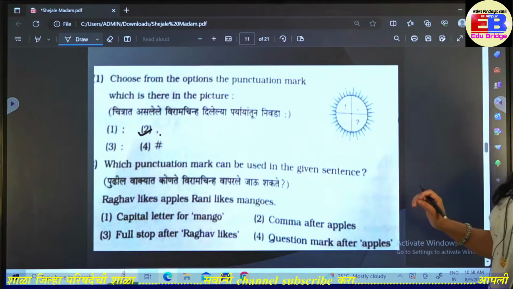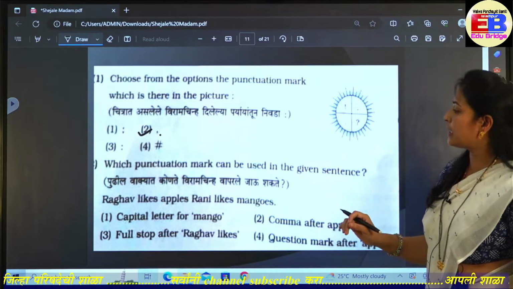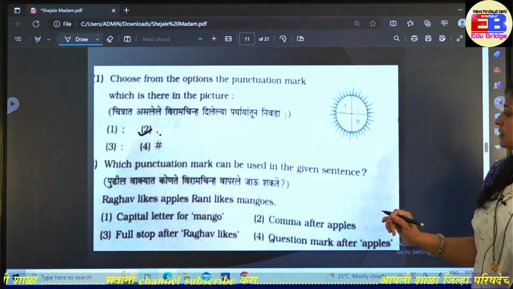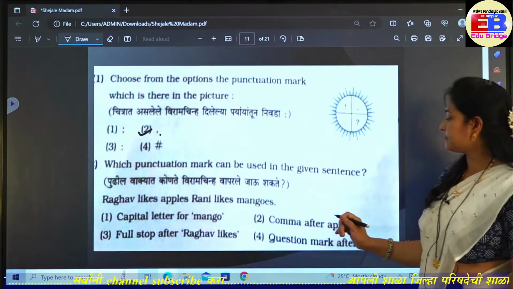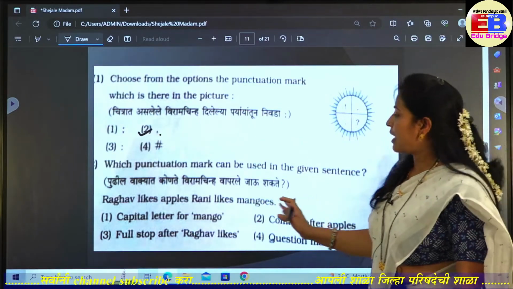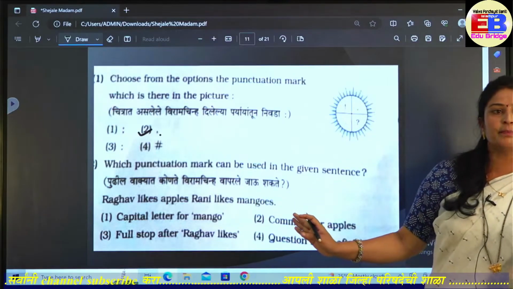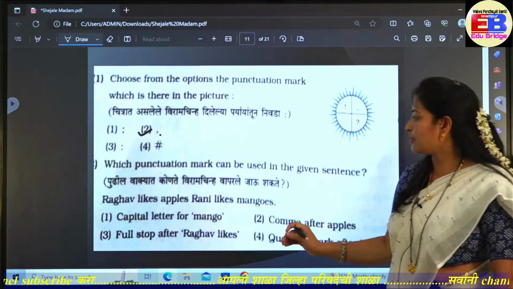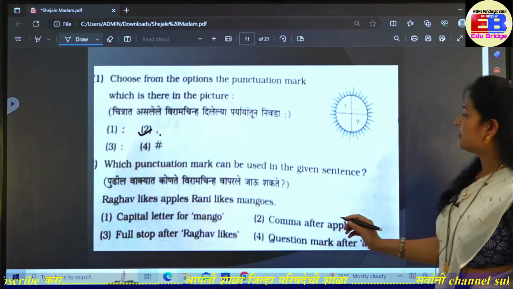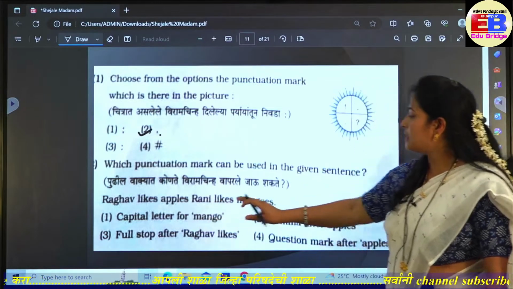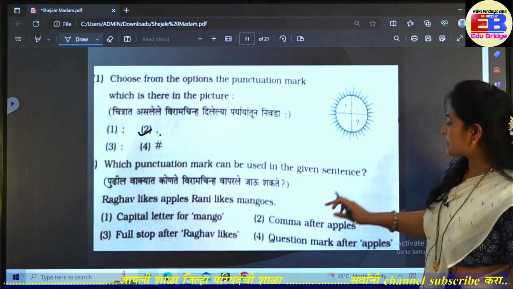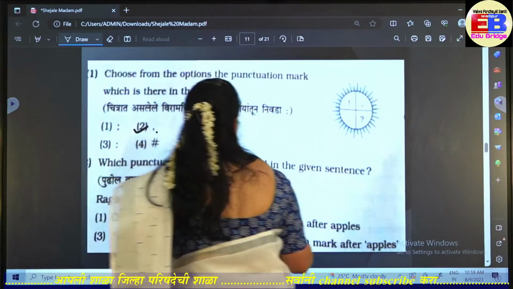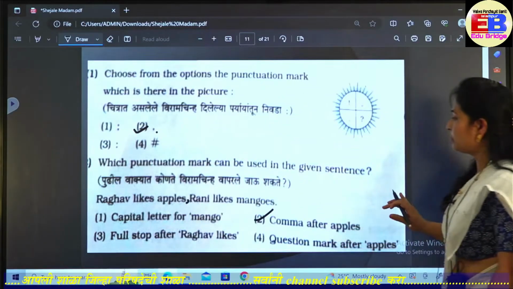Which punctuation mark can be used in the given sentence? पुढील वाक्यात कोणते विरामचिन्ह वापरले जाऊ शकते? Raghav likes apples, Rani likes mangoes. So just now I told you, after assertive sentence and imperative sentence, म्हणजे विधानार्थी वाक्य आणि आज्ञार्थी वाक्याच्या नंतर आपल्याला ते वापरलं जातं, दोन्हीच्या मध्ये. That is, Raghav likes apples, Rani likes mangoes. Correct answer is comma after apples. So the correct option is number 2.